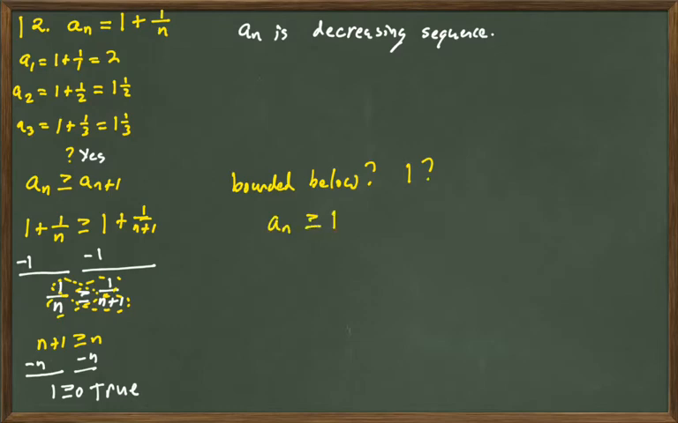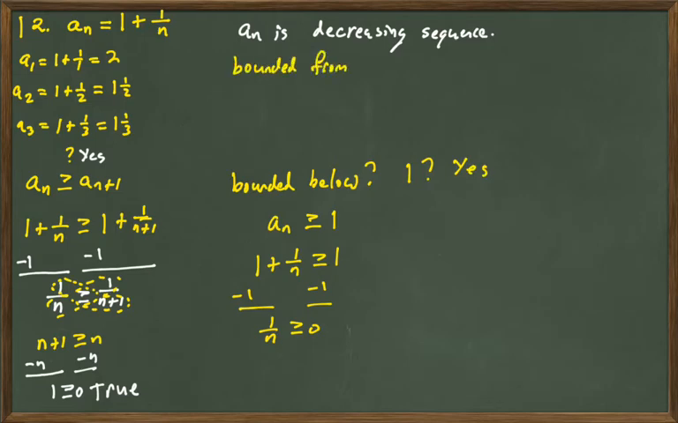So would a_n always be greater than or equal to 1? So let's find out. That'd be 1 plus 1 over n, just that's the definition. Is that greater than or equal to 1? Well, we can subtract 1 from both sides. 1 over n is greater than or equal to 0. That's certainly true. So yes, this is monotonic decreasing and bounded from below.